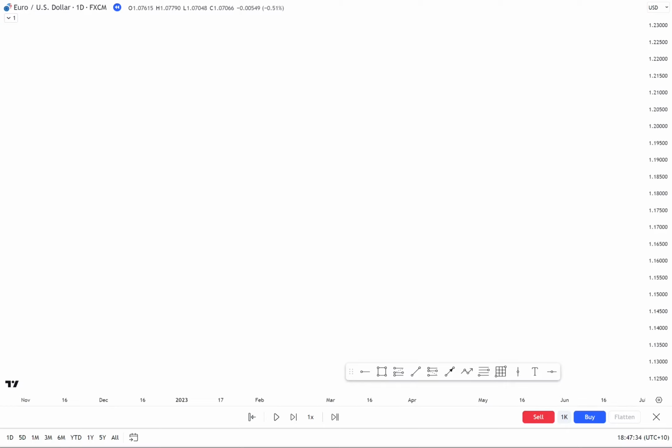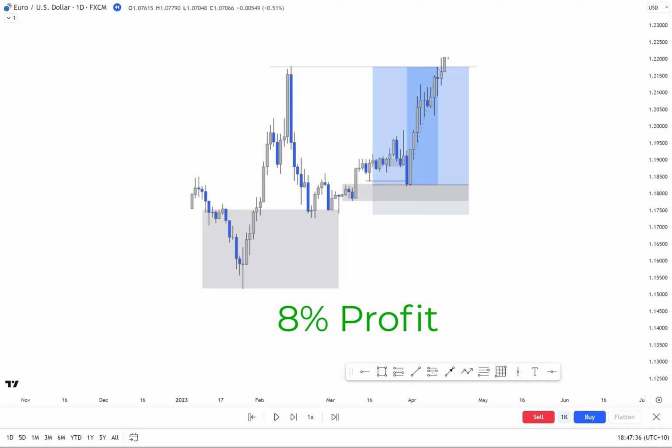Today I'm going to be breaking down this trade right here. It made me around 8% or 8.5% of profit, and let's get straight into the breakdown.